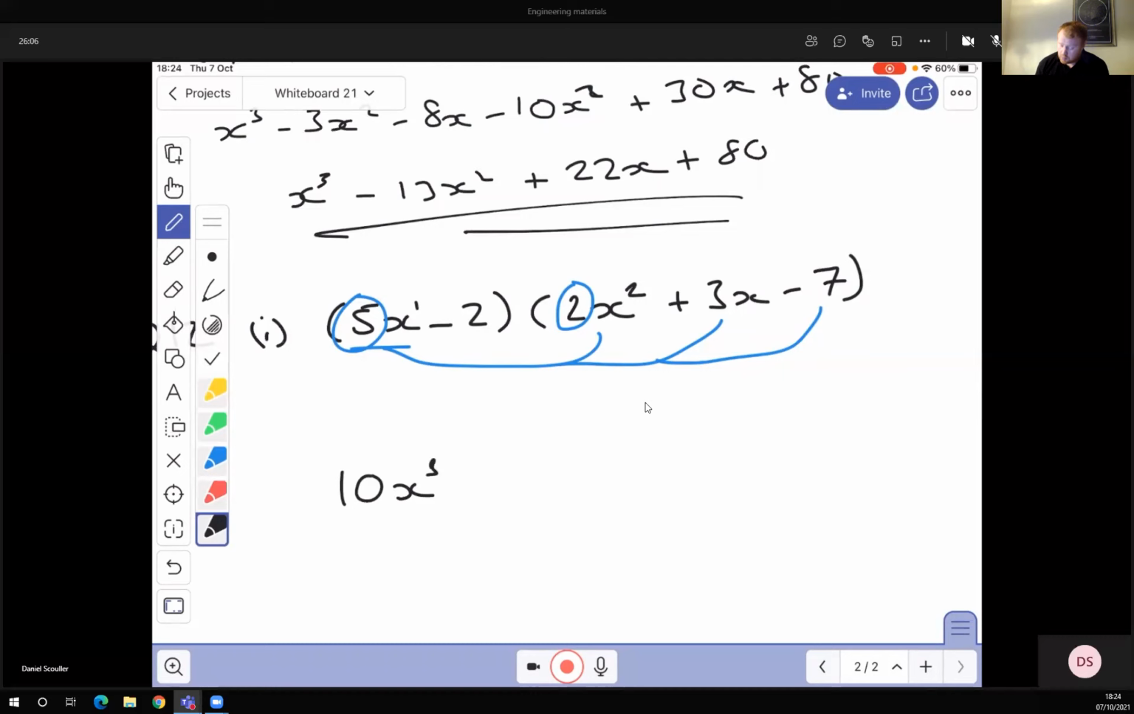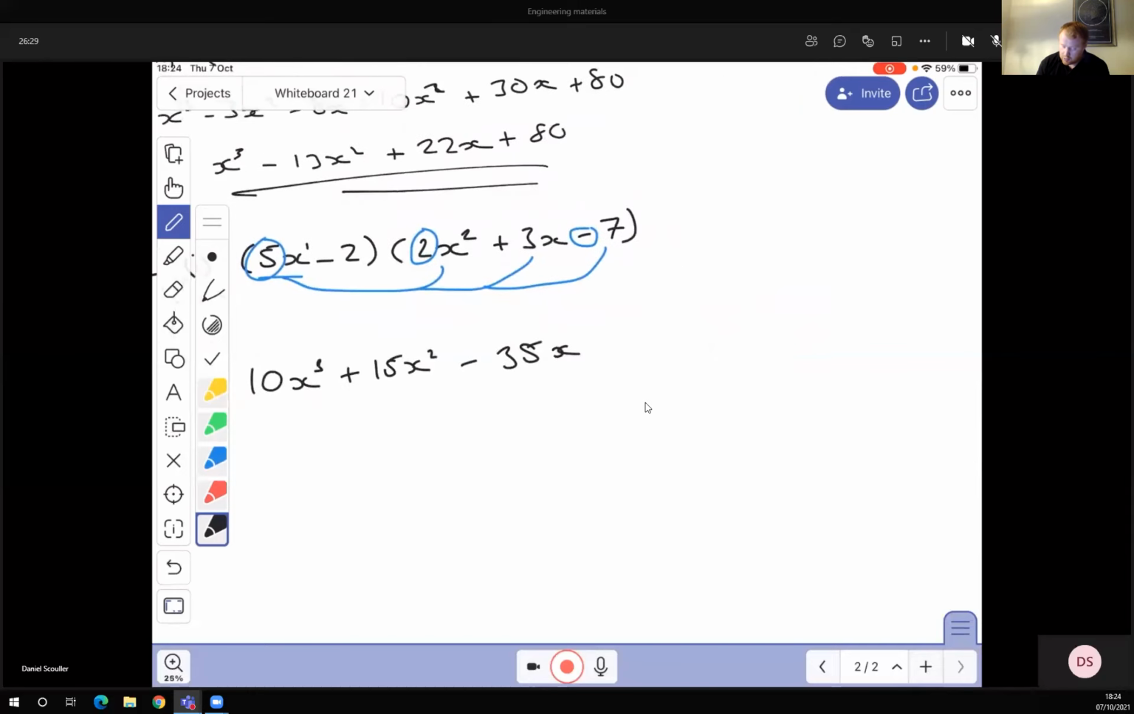Just doing the next one, 15, that's x to the 1, 3x to the 1, so that's 15x squared. And then minus, because you've got that wee minus there, 5 times 7, 35, and then that x is there.